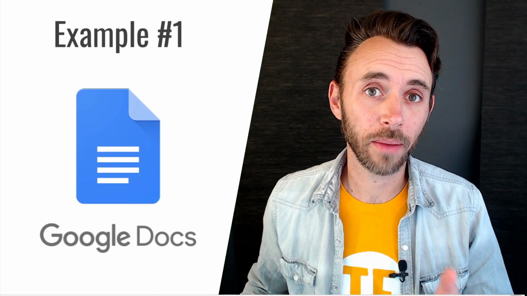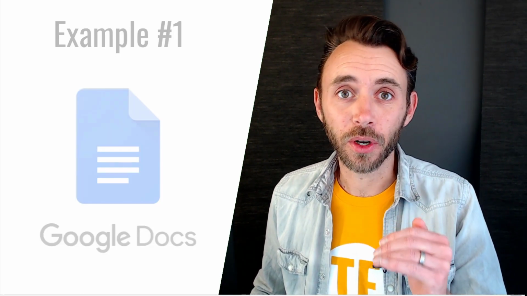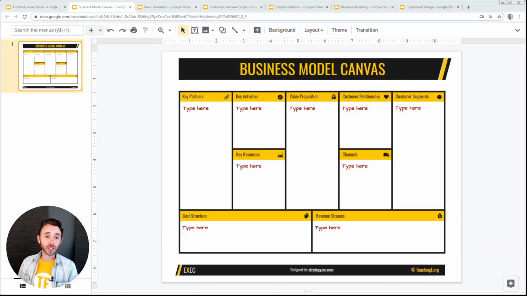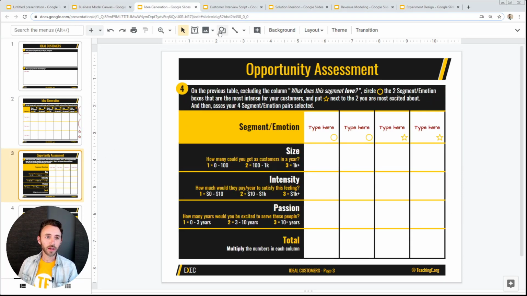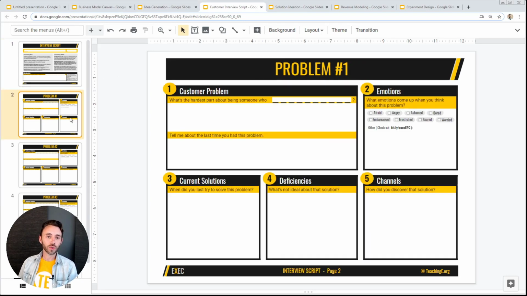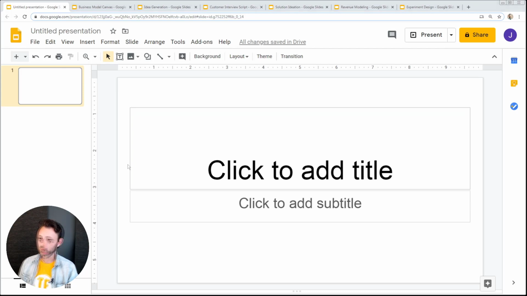So Google Docs is a great place to get started with digital worksheets, but you can take it a step further by actually switching over and using Google Slides. With Google Slides, you can create your own digital business model canvases. You can also create worksheets that help students with idea generation and opportunity assessment. You can even create detailed interview scripts that will guide your students through the customer discovery process. So let me show you how this process works. I've got a blank Google Slides presentation here.